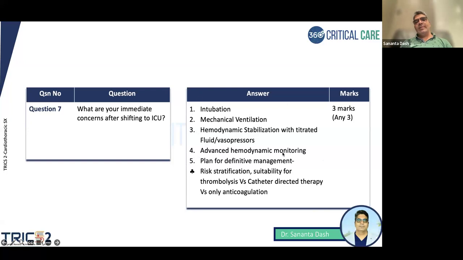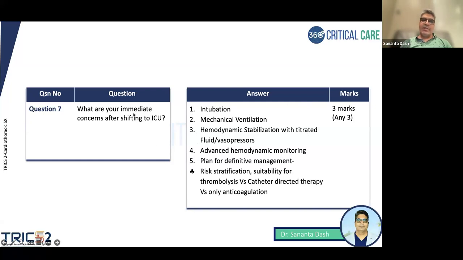Because only general management will not treat this patient. This is all supporting. You need to talk about specific management also. So for a pulmonary embolism, the specific management includes, first of all, risk stratification, then assess for suitability for thrombolysis, or you need to do a catheter-directed therapy, which includes thrombectomy or catheter-directed thrombolysis, depending on the risk factors, the situation, and the expertise available.